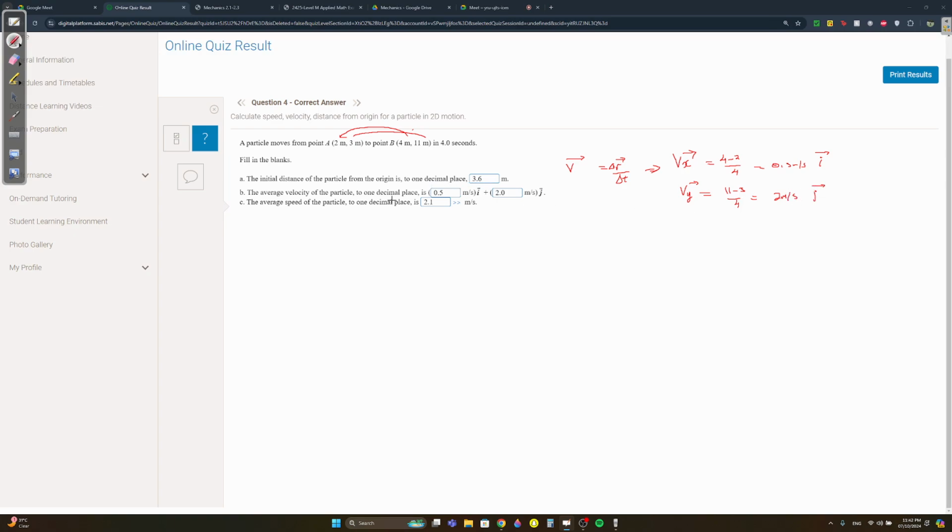Okay, then what's the average speed? You know that average speed is equal to the magnitude of the velocity, so just find the magnitude of this. So it's going to be equal to radical 0.5 squared plus 2 squared, which is around 2.1.